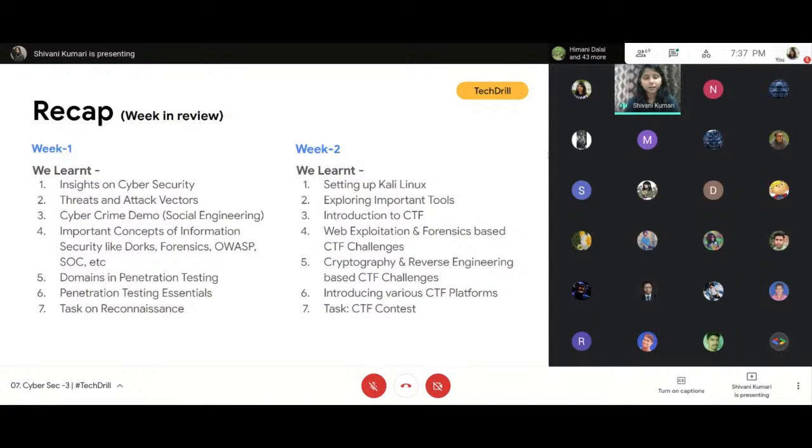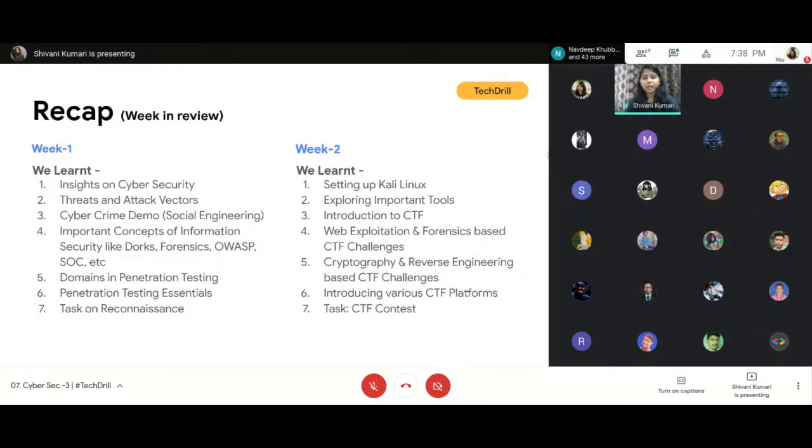We learned setting up Kali Linux. We have set up the environment and Kali Linux. Don't worry about the people who don't have it. You can do it by tomorrow. I'll set it up for you all the next day.